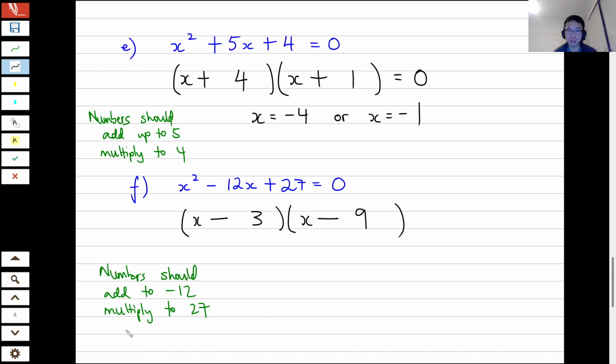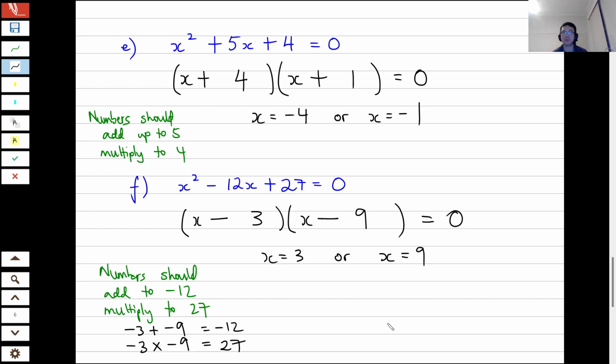So just check. Minus 3 plus minus 9, that gives me negative 12. And minus 3 times minus 9 gives me 27. And that equals 0. Hence, x equals 3 or x equals 9.